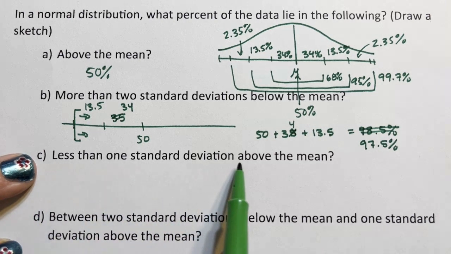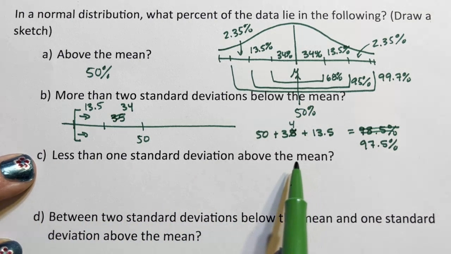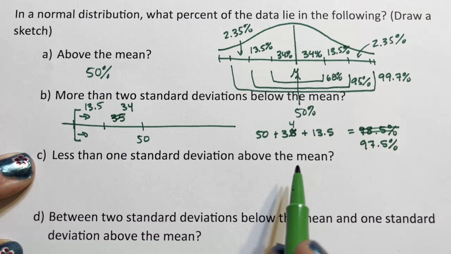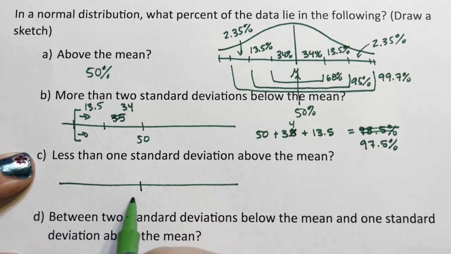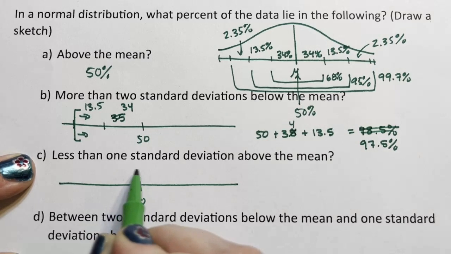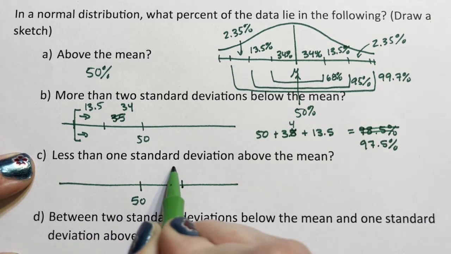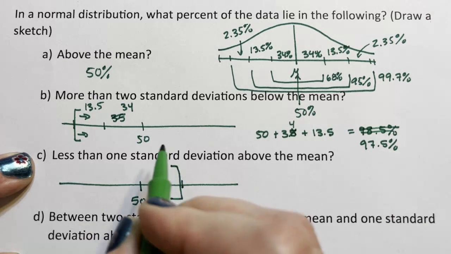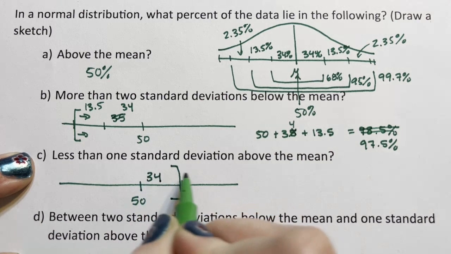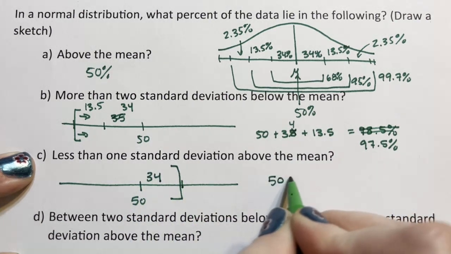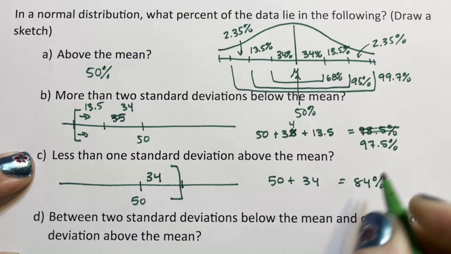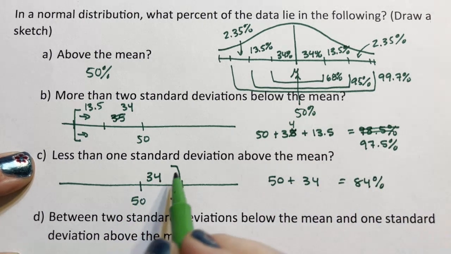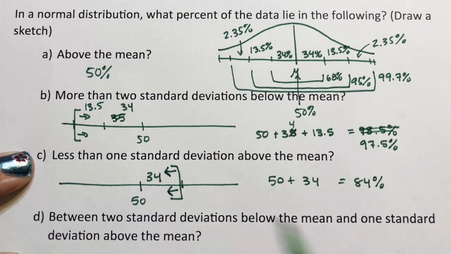Less than 1 standard deviation above the mean. So for this one, there's the mean, 1 standard deviation, and we want less than 1. This is 34 again, so it's the 50 plus 34, so this is 84%. We want everything that's less than 1 standard deviation.